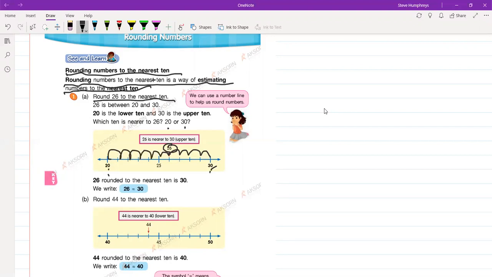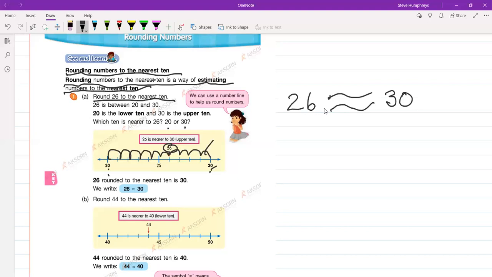So the symbol we use for rounding is like an equal sign, but a kind of wavy equal sign. Let me see if I can draw it. It's like this. That's a rounding sign. So it's nearer to 30, so you're going to round it up. 26 rounded to the nearest 10 is 30. The nearest multiple of 10, 30. Okay.